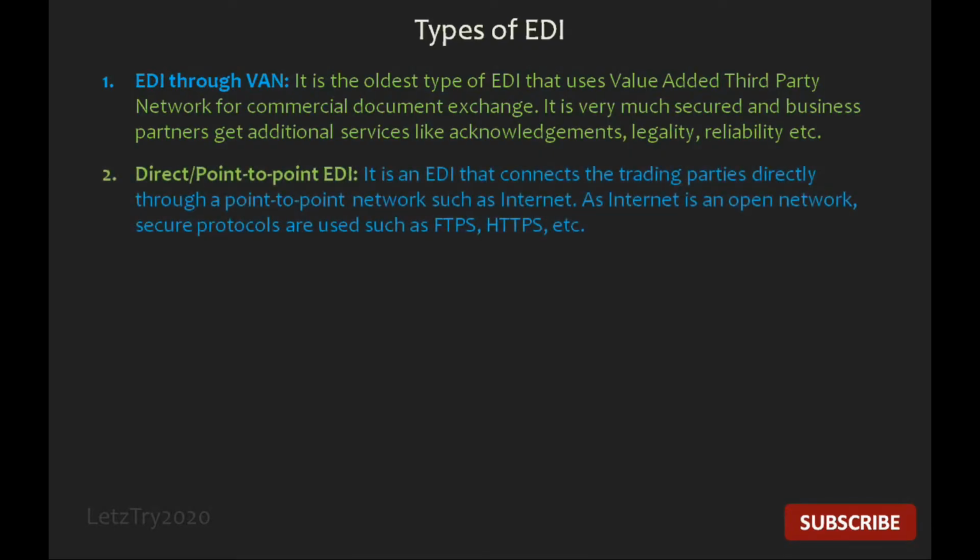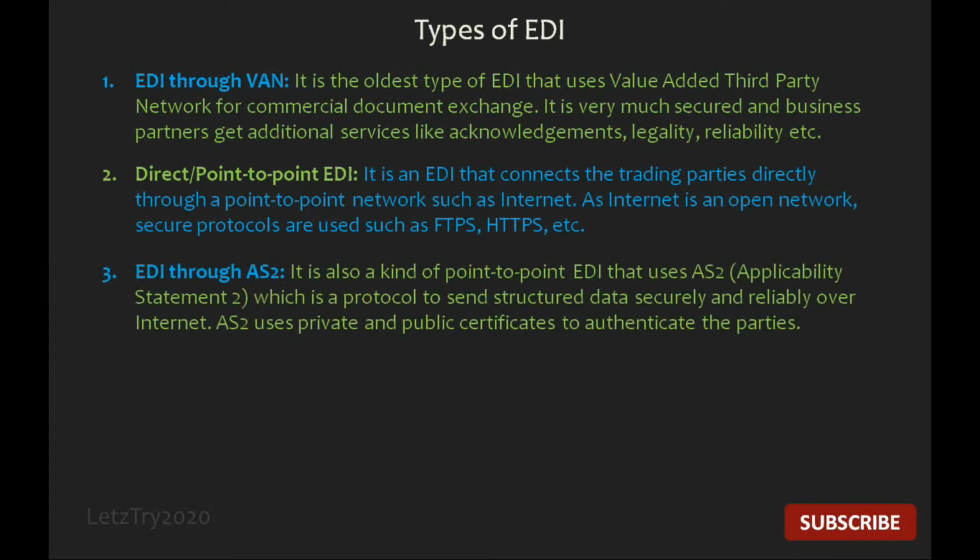2. Direct or point-to-point EDI. It is an EDI that connects the trading parties directly through a point-to-point network such as Internet. As Internet is an open network, secure protocols are used such as FTPS, HTTPS, etc. 3. EDI through AS2. It is also a kind of point-to-point EDI that uses AS2, Applicability Statement 2, which is a protocol to send structured data securely and reliably over Internet. AS2 uses private and public certificates to authenticate the parties.